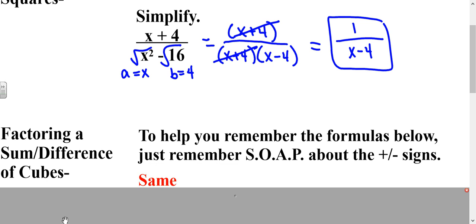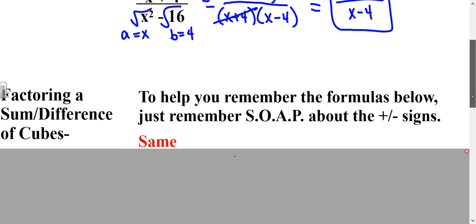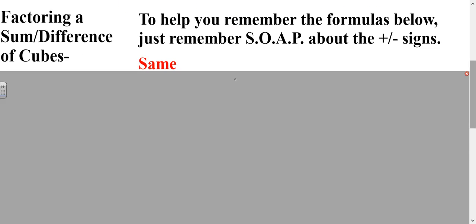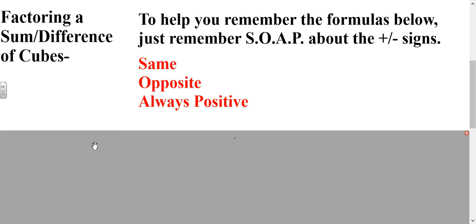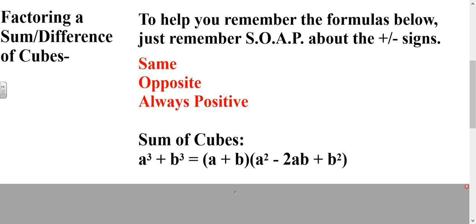Okay. Factoring a sum and difference of cubes. Now we talked about this the other day. There's formulas for factoring a sum and difference of cubes. You can also remember SOAP to help you remember about the positive and negative signs in the formula. It goes same, opposite, always positive. So for example, if I have a sum of cubes, if I'm adding, then the formula is a plus b times a squared minus 2ab plus b squared.